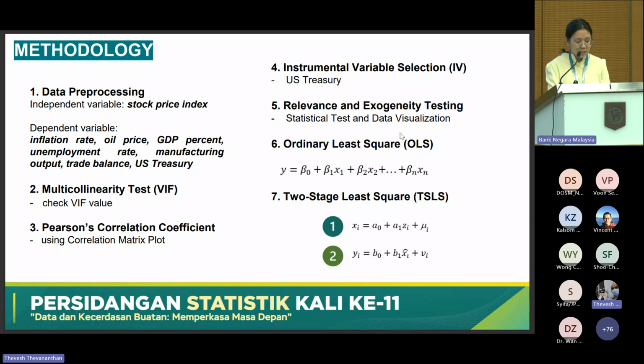Then the second step is to check for multicollinearity using the variance inflation factor, VIF. Then we continue with the Pearson correlation coefficient, visualized using the correlation matrix plot. The third step is instrumental variable selection. Based on the analysis, US Treasury yields are selected as the instrumental variable. Next, statistical tests and data visualization are used to confirm the relevance and exogeneity of the instrumental variable, then we continue with the ordinary least square regression to establish the baseline result. The last step is the two-stage least square, TSLS. This method includes the first stage and second stage.